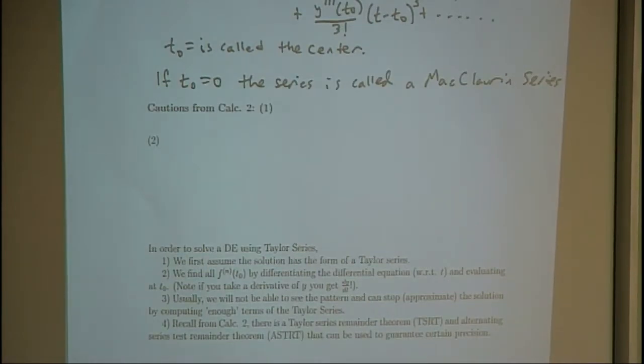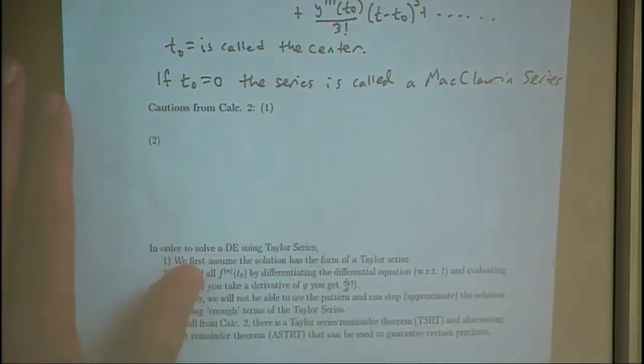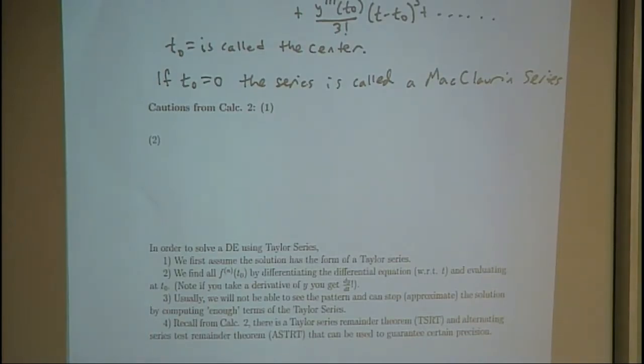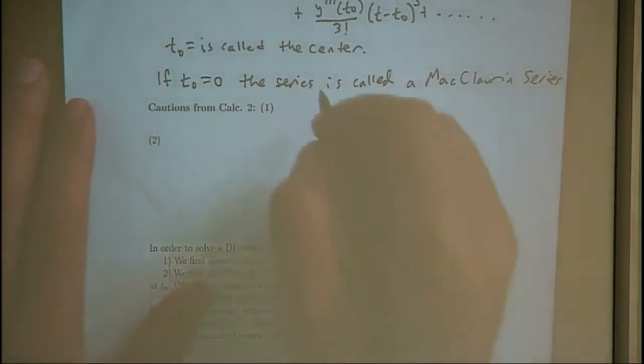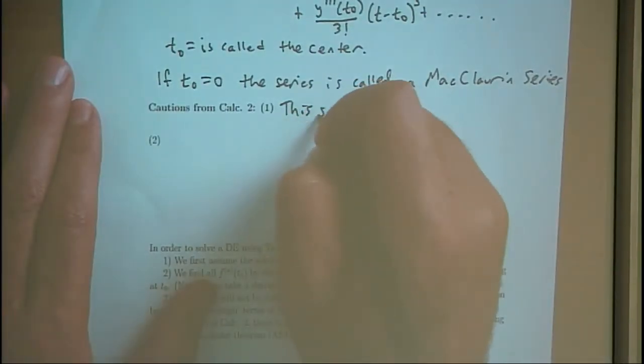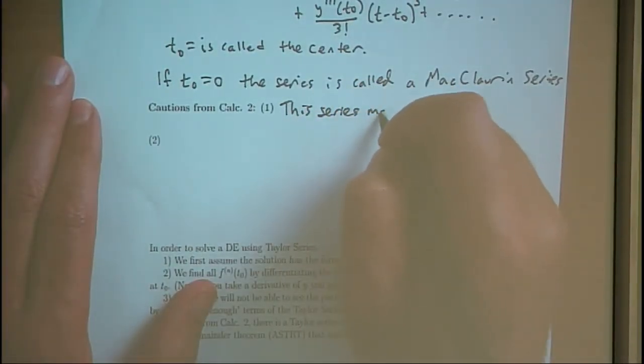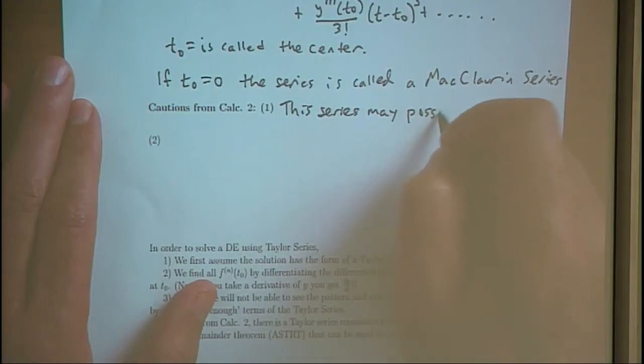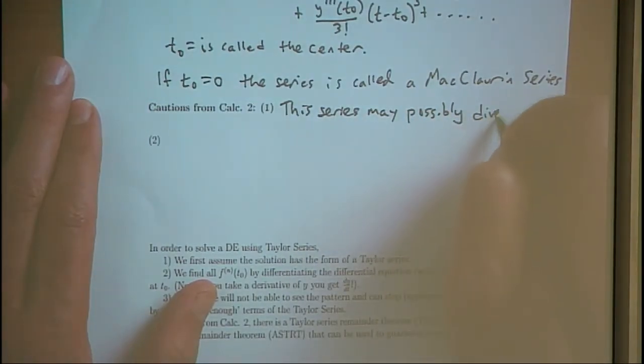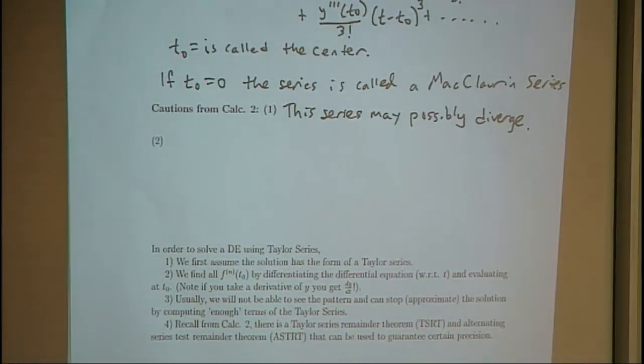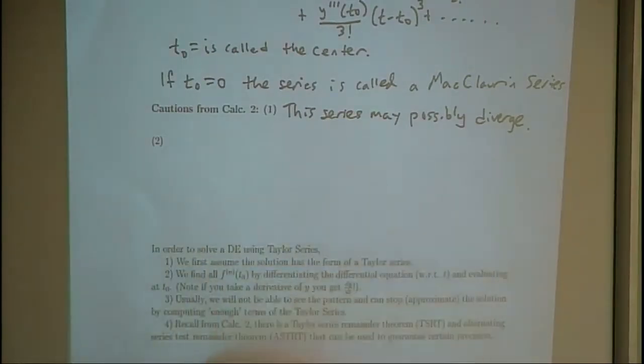Some other cautions from Calc 2. First off, any series has issues possibly with convergence. So the series may or may not converge. This series may possibly diverge. And that's a whole issue that we talk about in Calc 2. We look at power series and we talk about when they converge and when they do not. You might remember there's the radius of convergence that we look at. And that's applicable here, but I'm not going to get too far into Calc 2 topics. So the series may or may not converge.